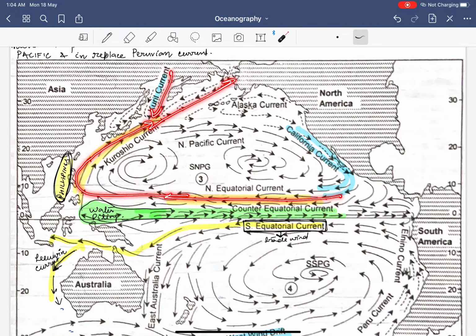Again, you can see there is a cold current, that is the Kuril current or the Oyashio current, that clashes over here with the Kuroshio current. And remember that this zone is famous for fog, and again this zone is famous for fish. Wherever there is a cold current merging with the warm current, these are the best regions for the fishery.